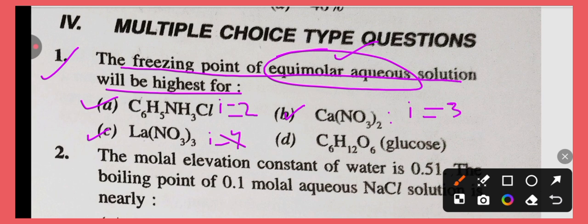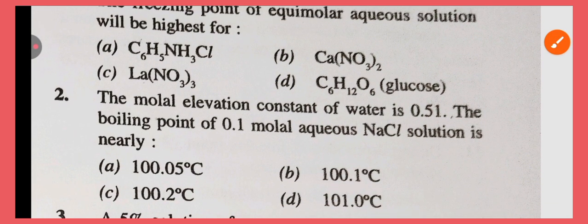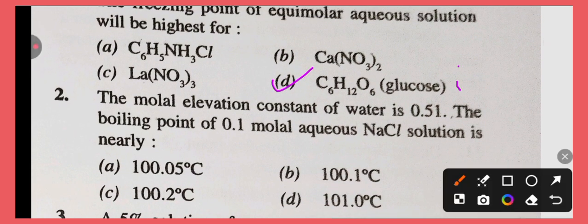And glucose does not dissociate. It has the lowest Van't Hoff factor, that is i equal to 1. It will experience the smallest freezing point depression. The resulting highest freezing point is glucose. Here the Van't Hoff factor is less, that is 1. That's why here will be the highest freezing point. Let's move to another question. Here answer is option D, because i equal to 1. The lower the Van't Hoff factor, the higher will be the freezing point.